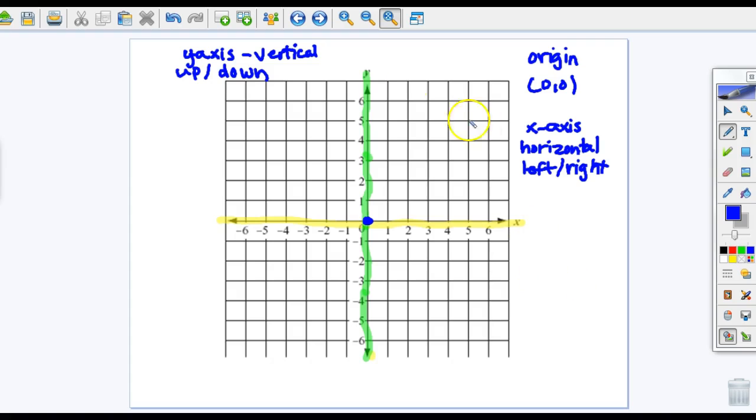Push pause. Make sure you copy down your coordinate plane and all the information that I did. If you have a highlighter handy, highlight your x and y axes. Identify your point of origin. So I'm going to identify that as 0, 0, and I'm going to label it as my origin. So you should have everything that I have written down as well. And when you're ready, push play and we'll continue.